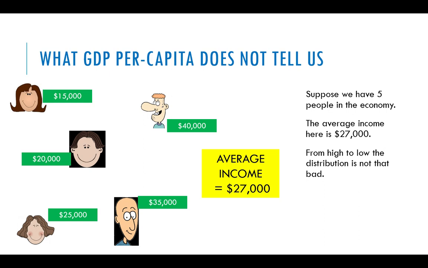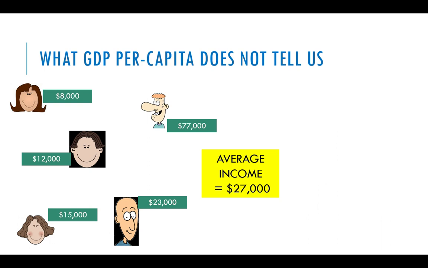So I'm not trying to say this is unequal, but it's only somewhat unequal. And it's possible with the lowest income being 15,000 that we don't have anyone living in extreme poverty, right? I didn't say this is the United States. It could be a developing country. We have an interesting income distribution here with an average of 27,000, and it's not that unequal.